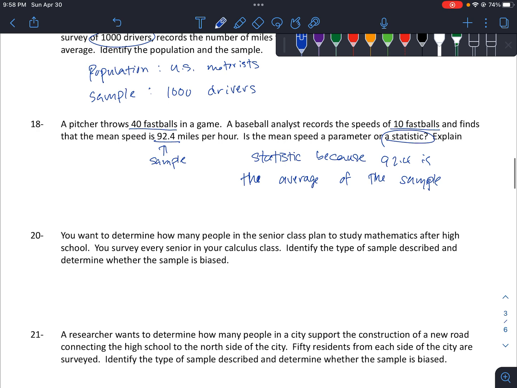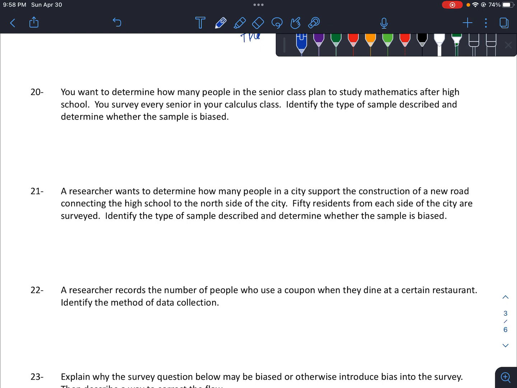Let's see. The next one, you want to determine how many people in the senior class plan to study mathematics after high school. You survey every senior in your calculus class. Okay. Identify the type of sample described and determine whether your sample is biased. So, I mean, you could probably classify this as cluster, or I'd probably say a mix between cluster and convenience. I would assume that maybe cluster, you could say that there's other classes he could have picked from, so technically this is a group out of other groups that he chose. But it was a group chosen out of convenience, so I guess either works, so I'd be fine with that.